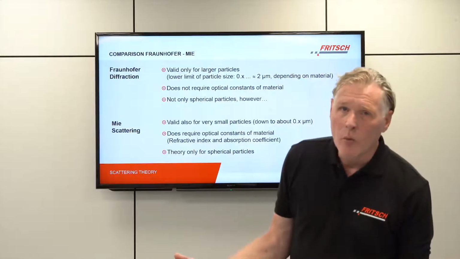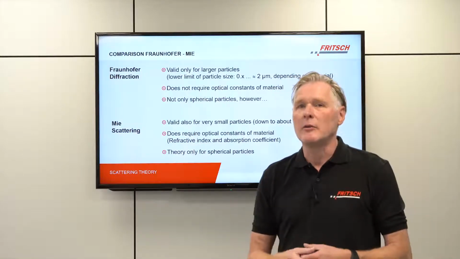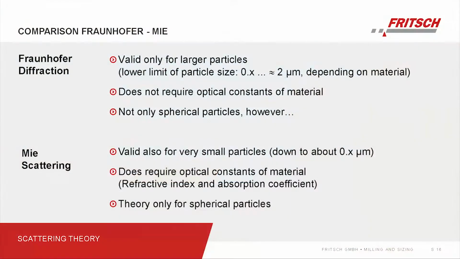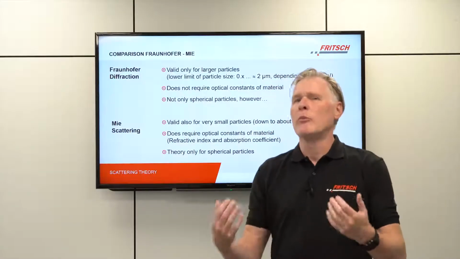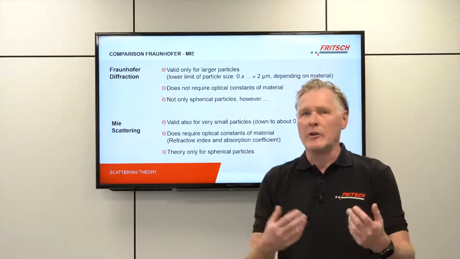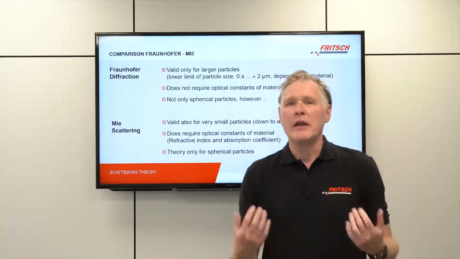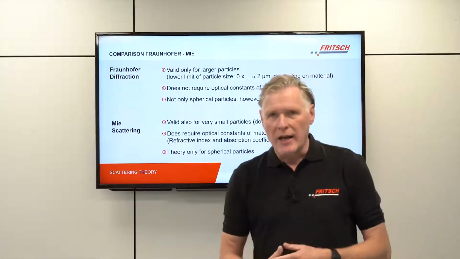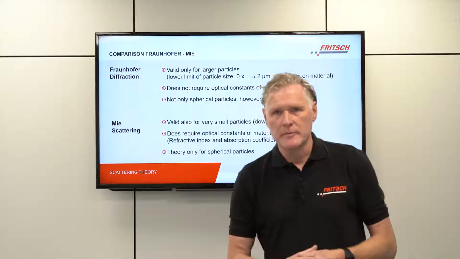What does large mean? Large here means the diameter of the particles must be larger than the wavelength of the light that we are using in our instrument. With our instrument, for example, we have a green laser, so the wavelength is around half a micron. So above half a micron or a little bit more, let's say above 2 or 3 microns, which will also depend, of course, on the material that you are measuring, for larger particles you get reliable and serious results from Fraunhofer diffraction.